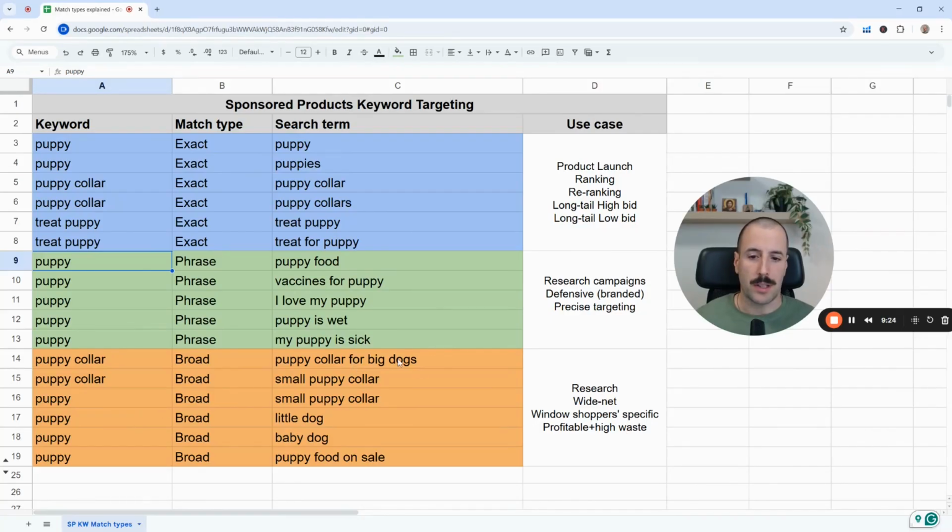So these broad campaigns can be useful for research. They can be used for casting a wide net on many different variations of what you're selling, and trying to catch every possible traffic out there. But again, that should probably be used with a very low bid and maybe small increments, like a cent or two over a period of time. I don't know, 2 days, 3 days, 7 days, depending on the search volume and the amount of clicks that you're gathering. But it's also good for window shopper categories.